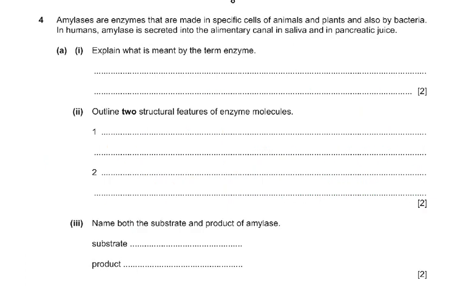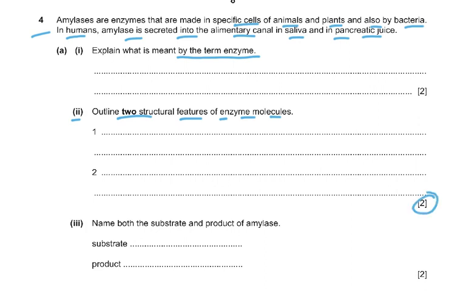Question 4: amylases are enzymes that are made in specific cells of animals and plants and also by bacteria. In humans, amylase is secreted into the alimentary canal in saliva and in the pancreatic juice. Explain what is meant by the term enzyme. Very simple. Biological catalyst, speeds up chemical reactions without being changed itself. Then number 2, outline two structural features of enzyme molecules. They're made of proteins, they have an active site, they have a specific shape which is complementary to the substrate.